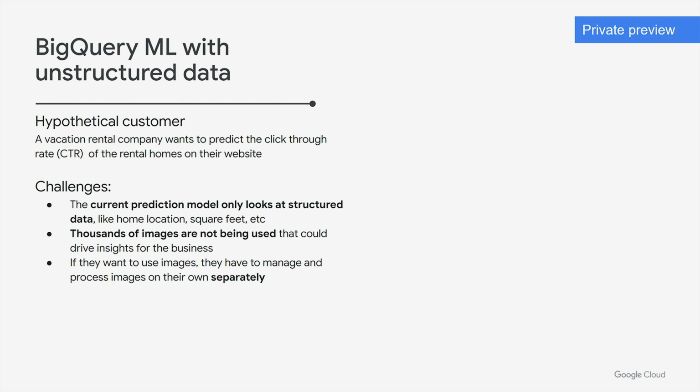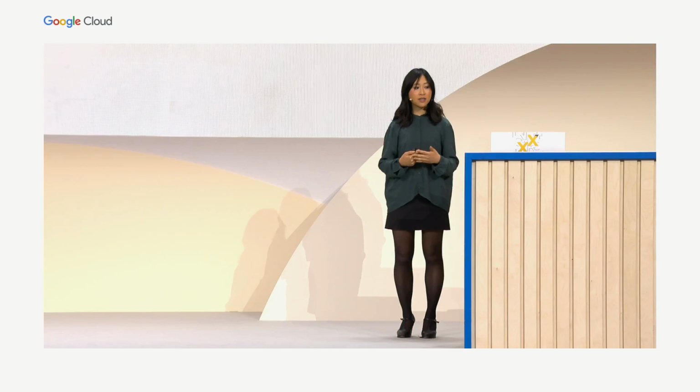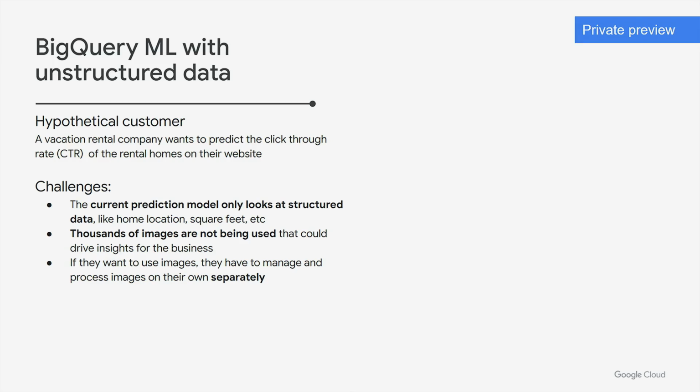So I'd like to illustrate how you can do this with an example of a hypothetical customer. This is a real estate customer who wants to predict the click-through rate of homes on their website. So the current model uses a lot of structured data, like the home location and the size of the house, for instance, to train the model. However, they may have thousands of images stored on Google Cloud Storage that are not taken into consideration inside the model today, but this could drive a lot of business insight. So if they want to use images, they would have to process the images separately. So how do we make this experience better for them?